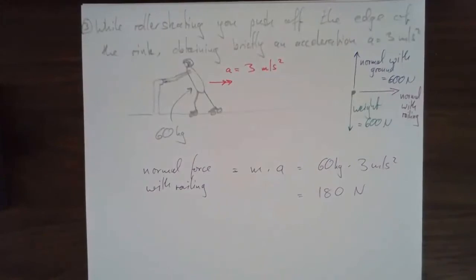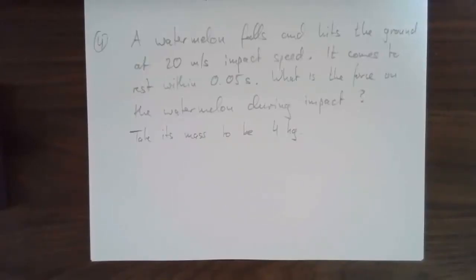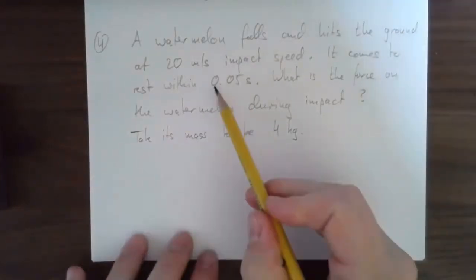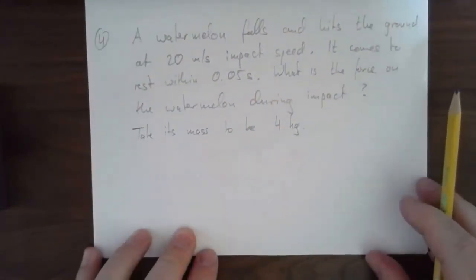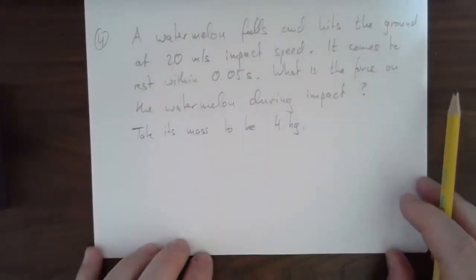Okay, so another example. Here is our next example. We have a watermelon falling from some height, presumably. It hits the ground at 20 meters per second, so we really don't want to get hit by that. And then it hits the ground, slams on the ground, and it comes to rest, presumably not in one piece, within 0.05 seconds. So we're going to figure out what's the force on it. In fact, we're going to figure out what's the normal force during that time.